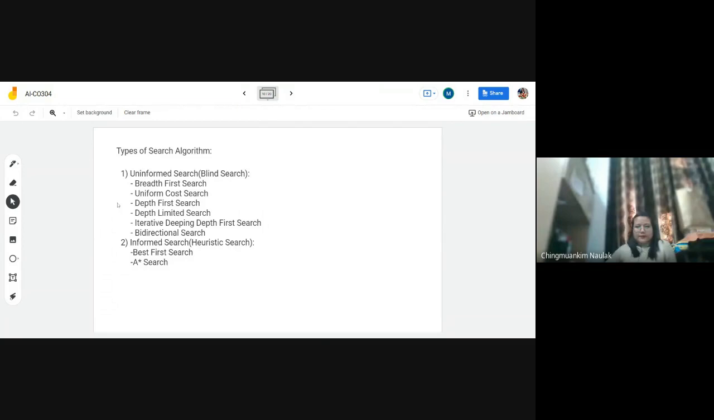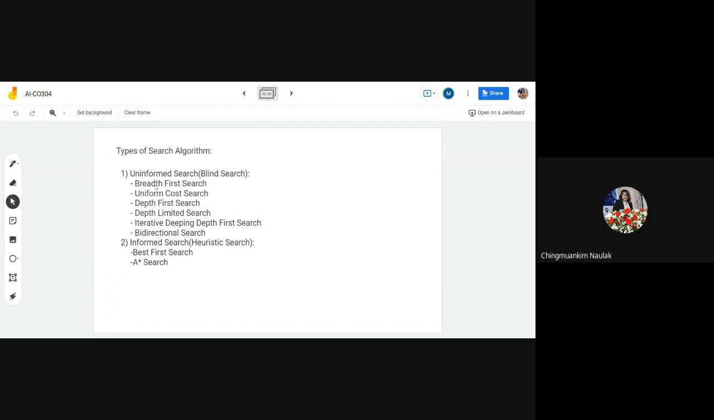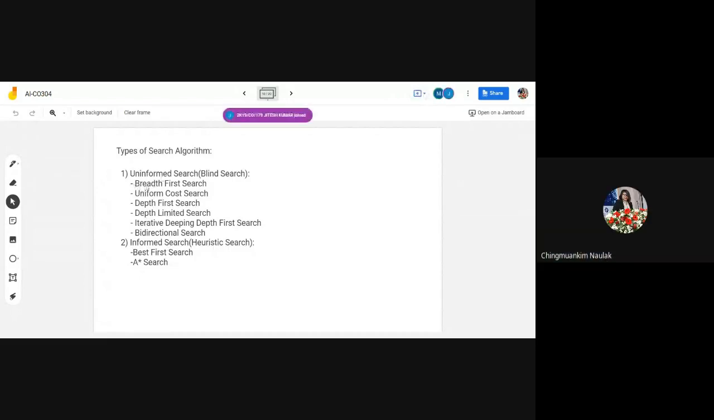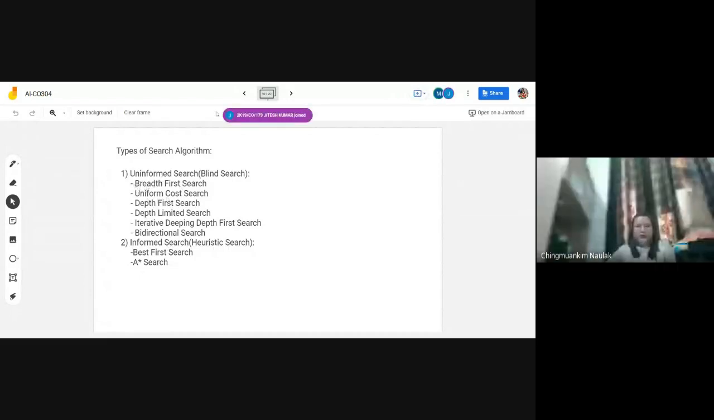The first type of uninformed search is breadth first search. Second is uniform cost search. Then we have depth first search, depth limited search, iterative deepening depth first search, then bidirectional search. Today we will discuss the basics of uninformed search and what informed search is. Then we will cover in detail only these two: breadth first search and uniform cost search.